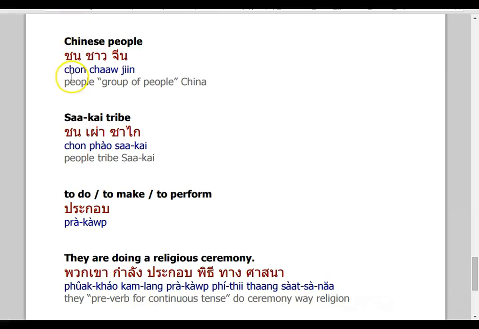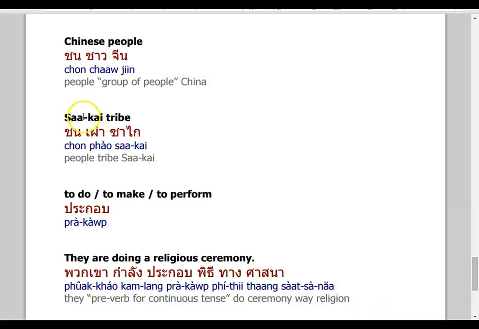Okay, let's do it. Chinese people. Very good. Okay, and Thai would say, now that's common, or normally, it's the formal. People. Group of people. China. Very good. Chinese people. Very good.